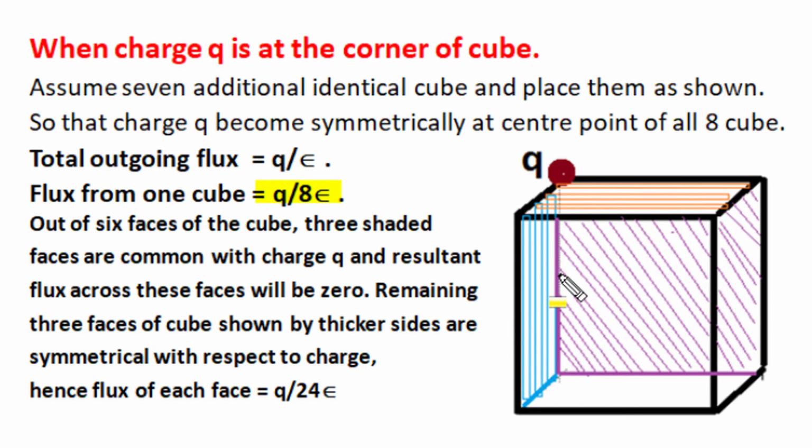vector and area vector are normal to each other. So the net flux across these surfaces would be 0, but the remaining 3 surfaces, those covered by dark black lines, this bottom surface and this front surface, are identically placed with respect to this q charge, and the total flux across this cube is q upon 8 epsilon, and the three faces equally share that total flux. So the flux from one face would become q upon 24 epsilon.